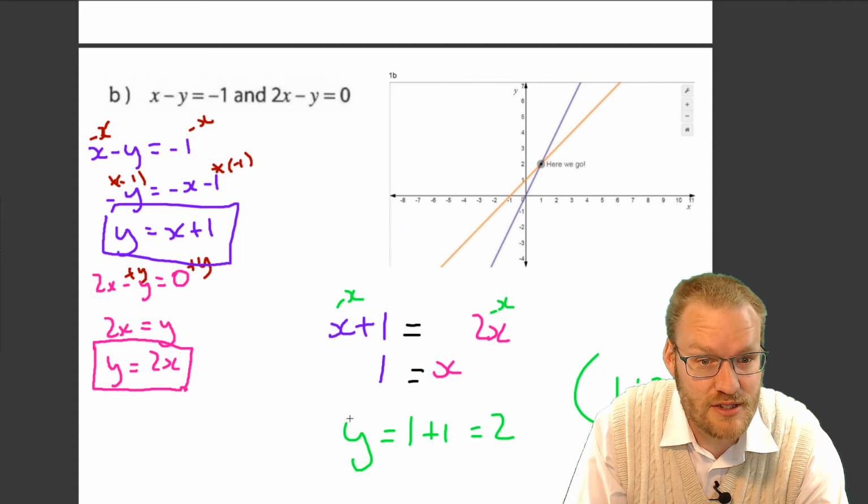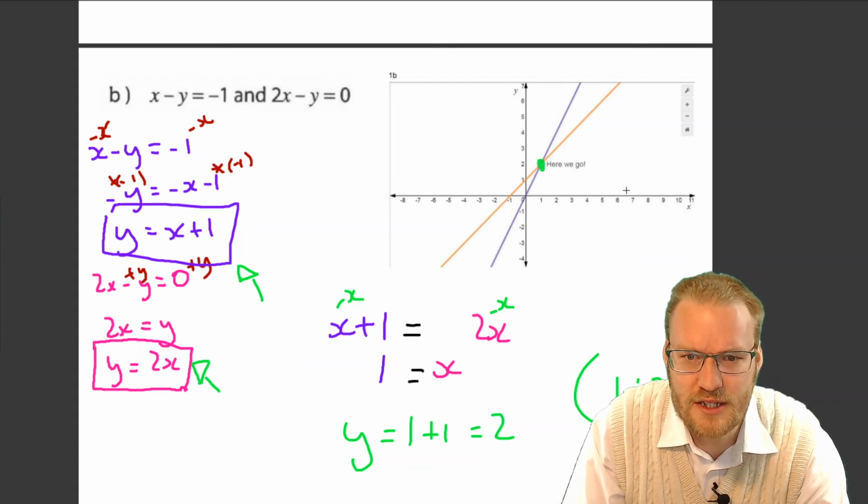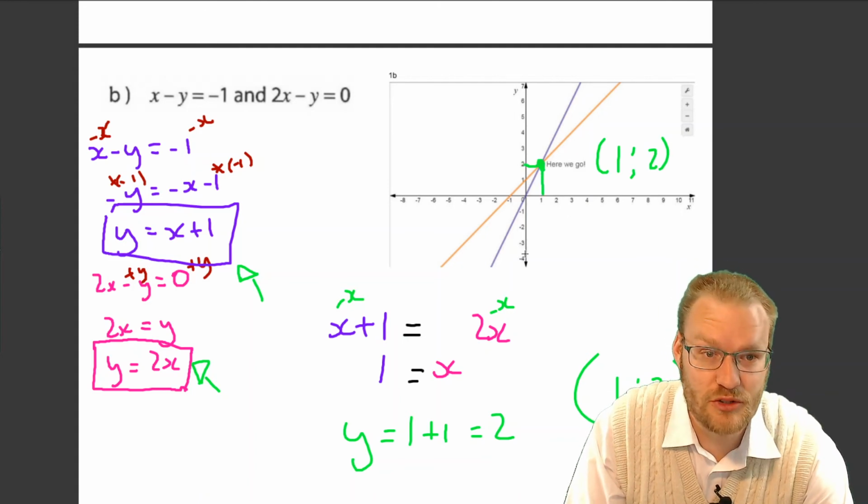For this step, we just subbed it into that function. Or we could have subbed it in here. See, 2 times 1 is 2. There we go. There's our point. It's at 1, 2 matches. 1, 2. That's where the graphs are equal to each other.